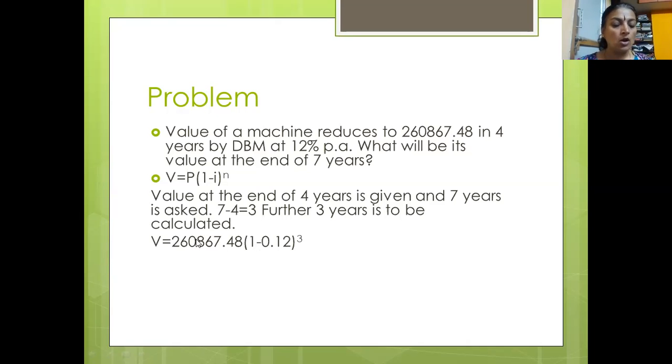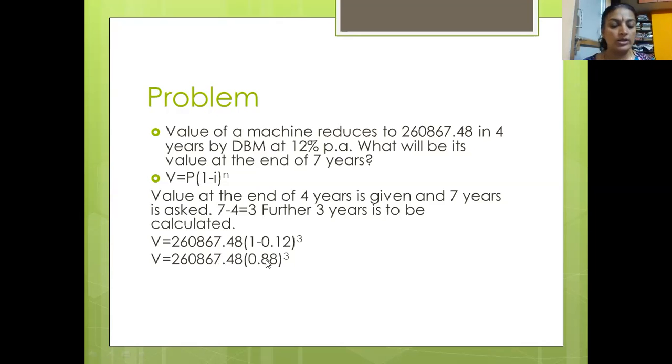V is equal to, what is P? That is 2,60,867.48. This is after 4 years. So after 4 years, this is left out. And after 4 years, this will be the P, because you have to calculate for 3 more years now. So 1 minus 0.12 raised to the power of 3. 3 more years we have to calculate. So here our value will be calculated.